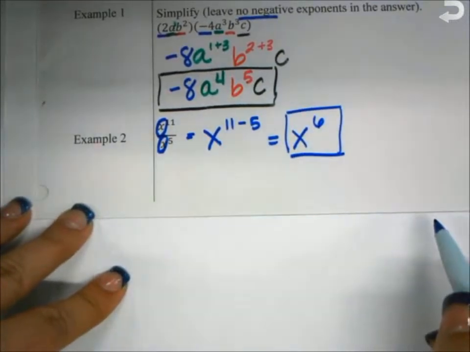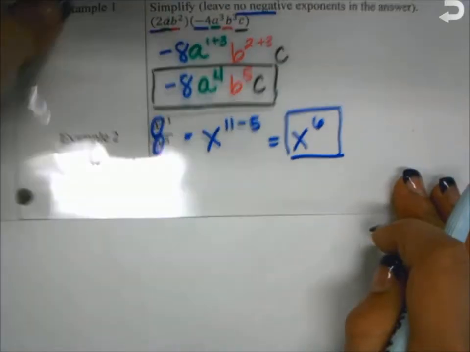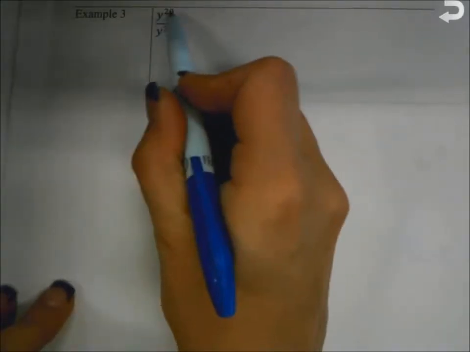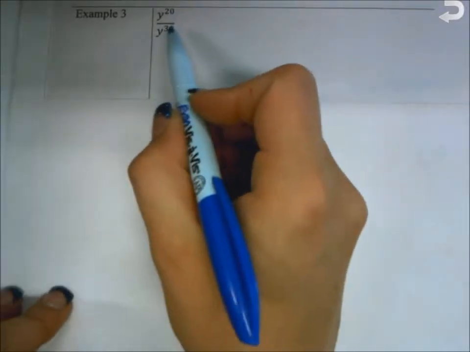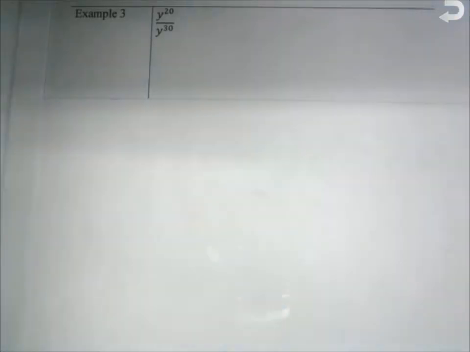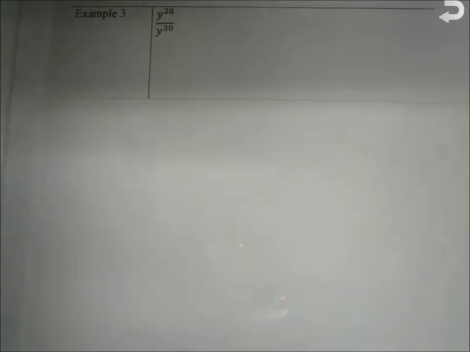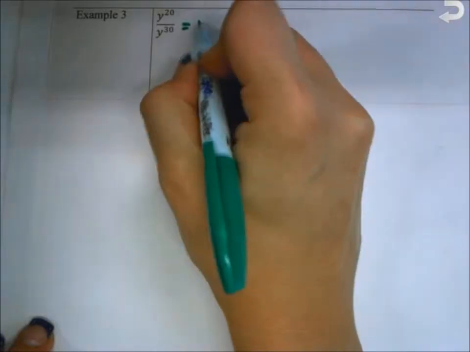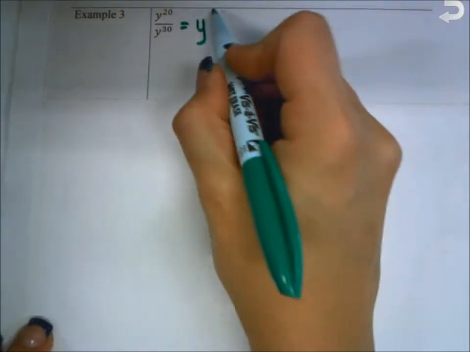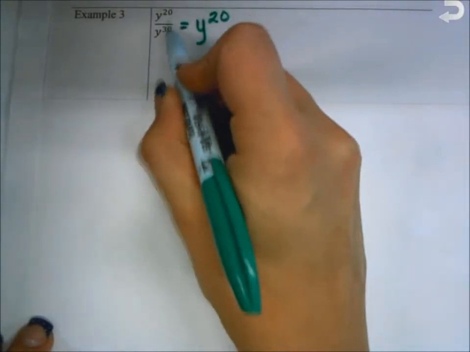Example number 3. It is y to the 20th power over y to the 30th power. I'm going to do the exact same thing that I did in example number 2. So I keep my base because they're both the same. So I have y, and I always subtract the bottom from the top. So y to the 20 minus 30.